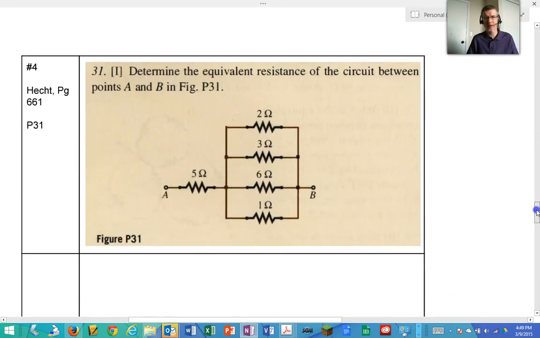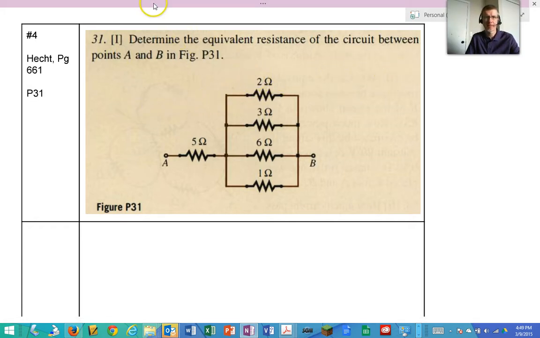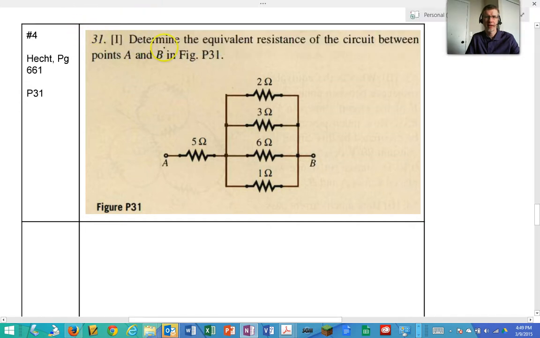Alright, so let's move on. Question number 4, last question. Determine the equivalent resistance of the circuit between points A and B. So we've got a couple equations. We know that series resistors add, and we know that parallel resistors, it's the sum of the reciprocals, the reciprocal. So let's tackle this bit here first.